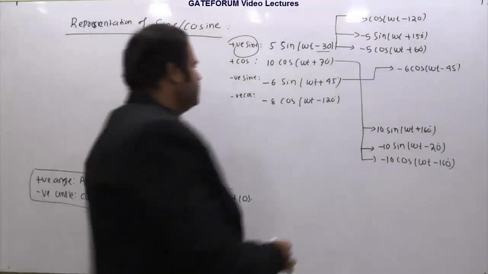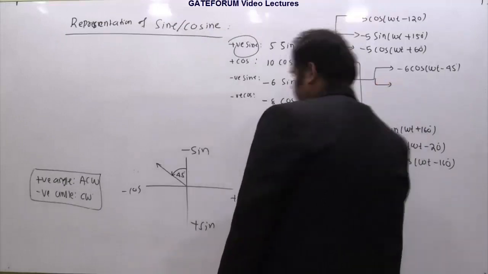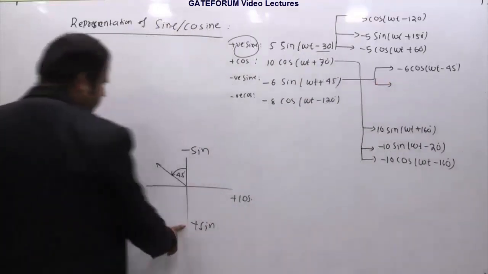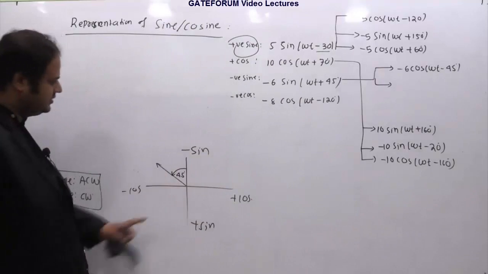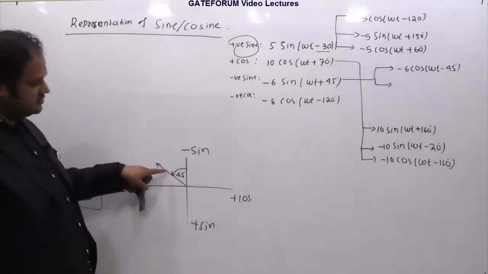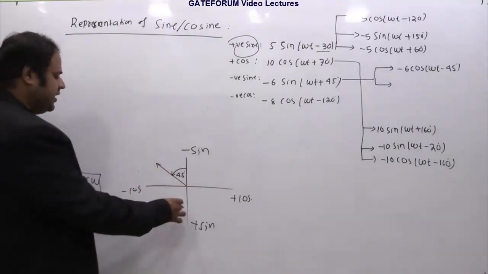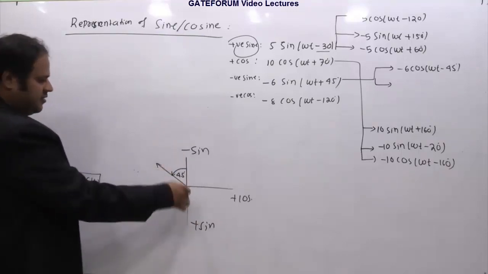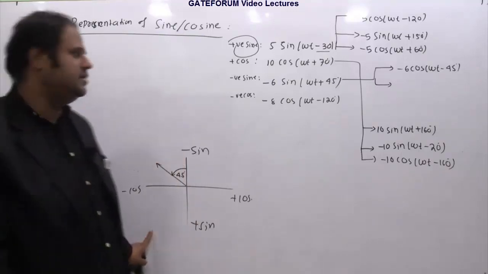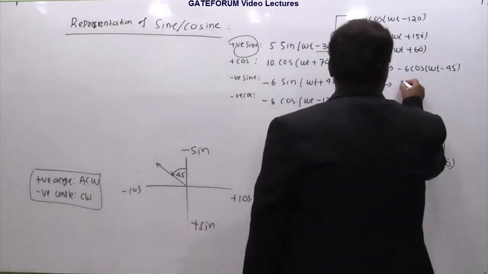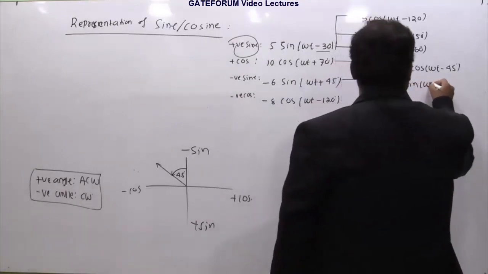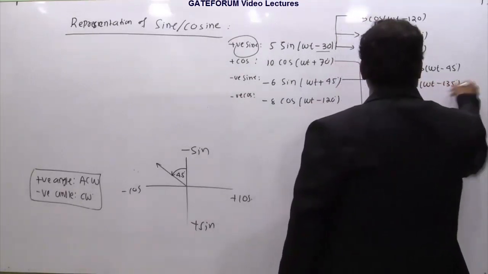How do you write this in the positive sine form? If I ask you the positive sine form, you have to take the reference from here. This way again it will be more than 180, so I should move this way. So this is 90 and this is 45, so it is 135. 135 in the clockwise direction. From here it is clockwise, so minus 135 I should take. So it is 6 sine of omega t minus 135 degrees.